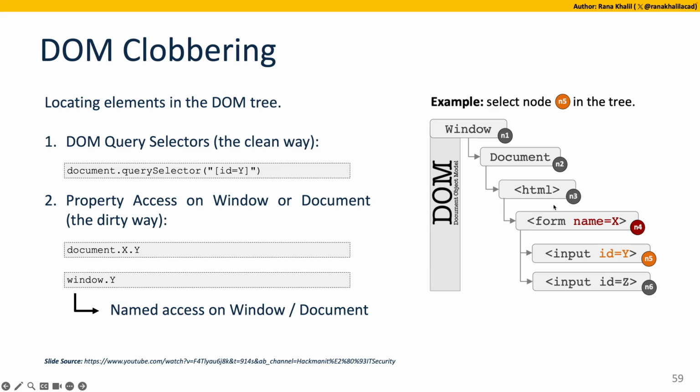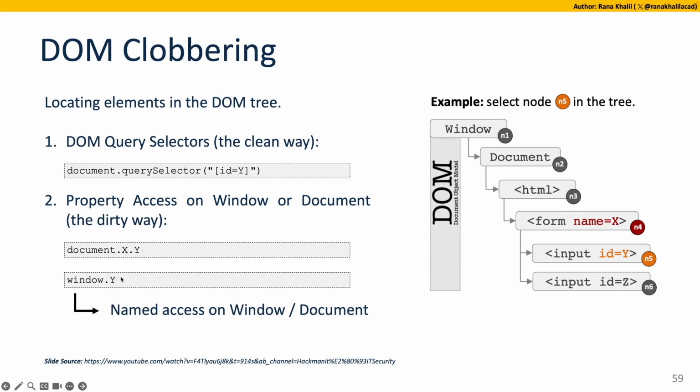In this example over here, we have an HTML document that has a form element that has a name attribute that is equal to x. In the form element, there are two child input elements. One of them has ID y and the other has ID z. Now, our goal over here is to access the input element that has ID y. This can be done in two ways. The first one, or what we refer to as the clean way, is that you could use the getElementById method or the querySelector method in JavaScript and pass the ID of the element as input.